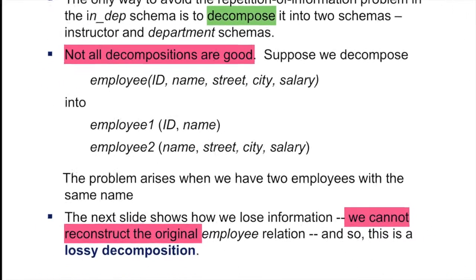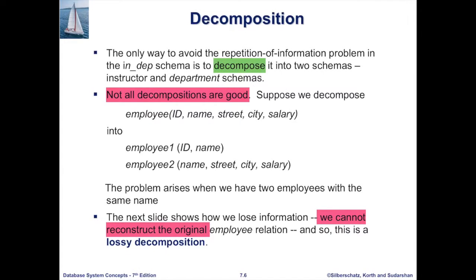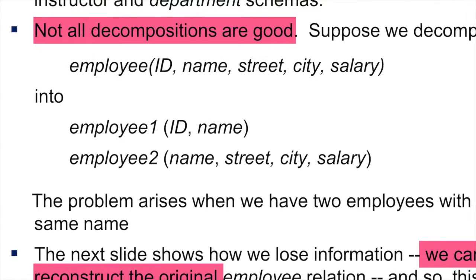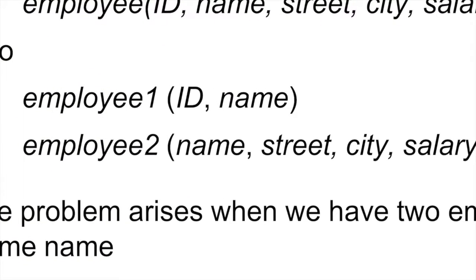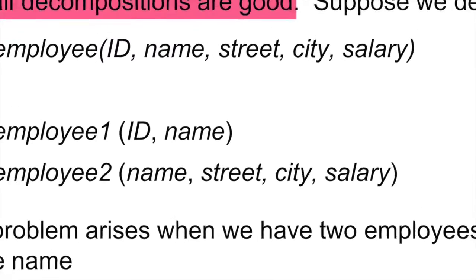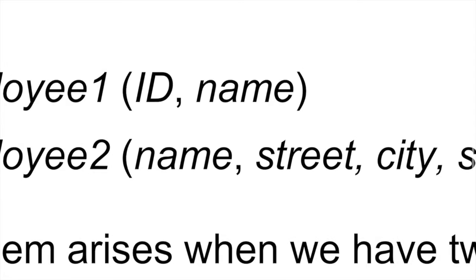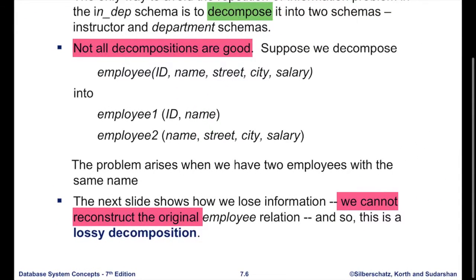However, not all possible decompositions are good. So suppose we decompose the employee schema into two parts. The first part is employee 1 with attributes ID and name, and then the second table is employee 2 with name, street, city, salary. So they have a common attribute name. So if we have two employees with the same name, medyo problematic kapag nag-join tayo between the two tables. So, ang mangyayari dito is that we can have what we call the lossy decomposition.